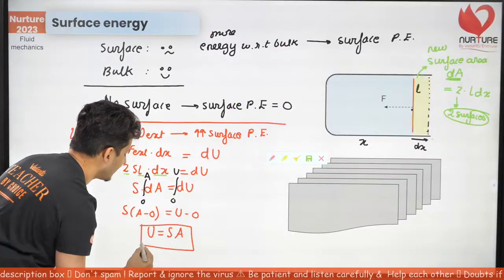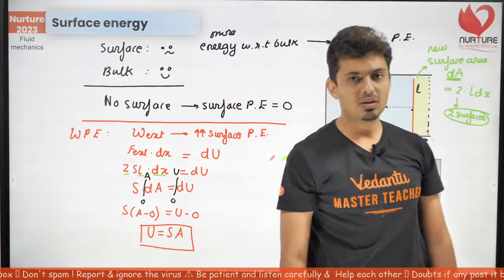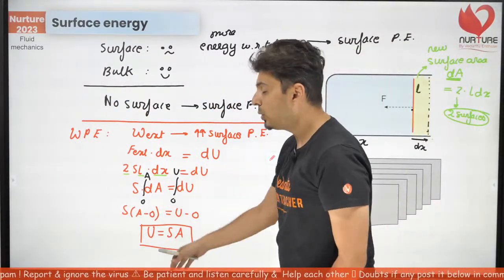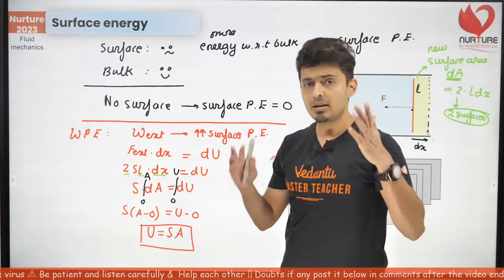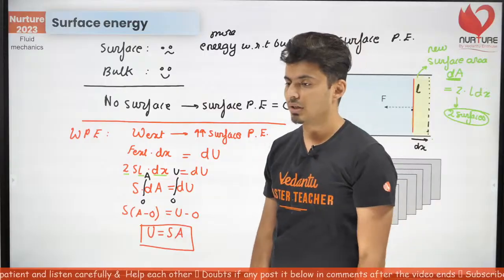So USA, keep this in mind. United States of America. USA. What is U? Energy, surface potential. S, surface tension. A, surface area. That's it. That's what you need to remember.